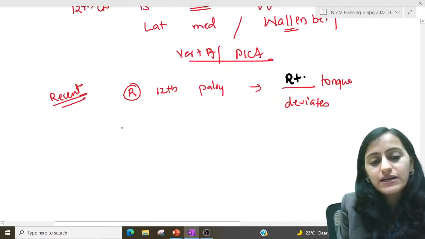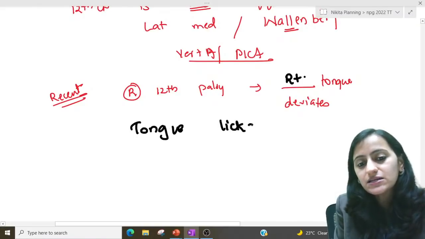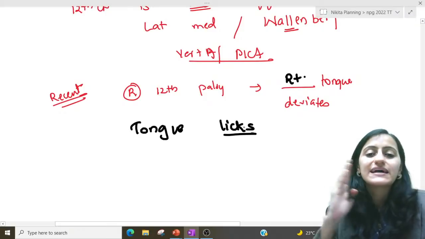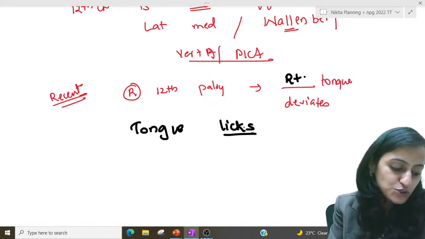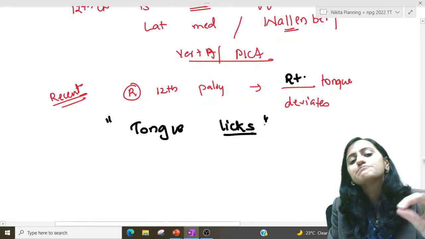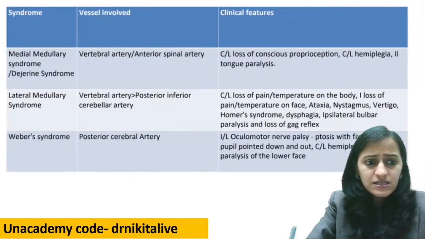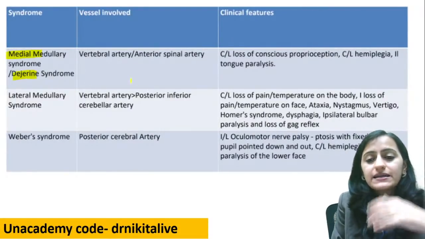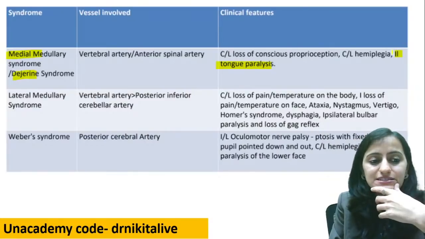The mnemonic, the trick to remember: the tongue licks the wound. On whichever side the wound is, a right-sided palsy means the wound is on the right side, so the tongue licks the wound. That means it goes to the same side. That is how you'll remember forever. Tongue deviation is ipsilateral. So look at this one, medial medullary, that is Dejerine. There is tongue paralysis on the same side, because medial is 12th.